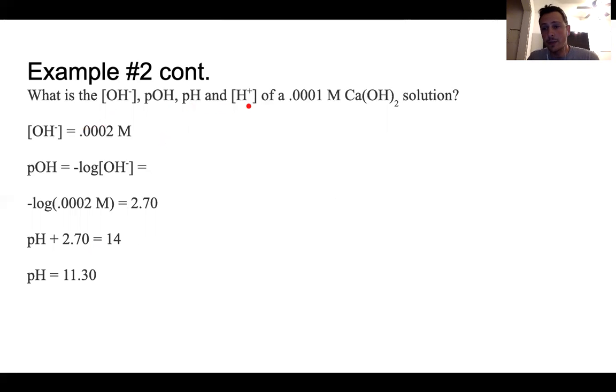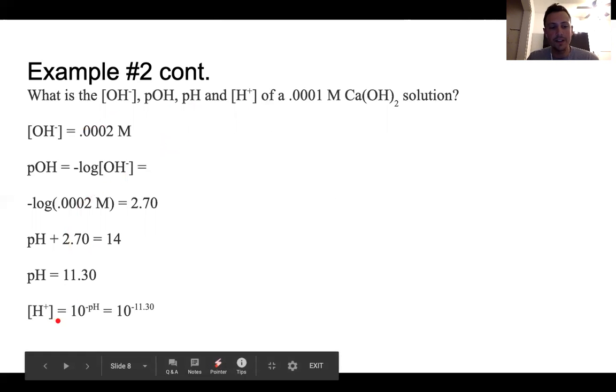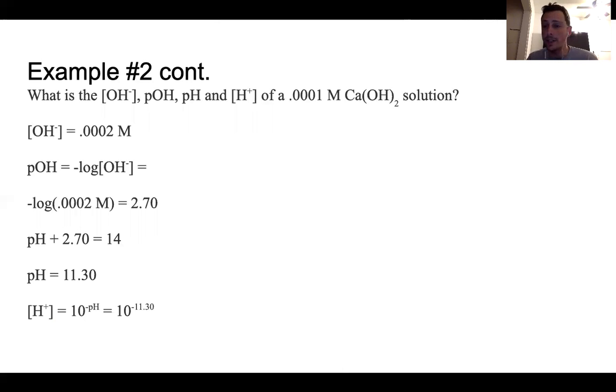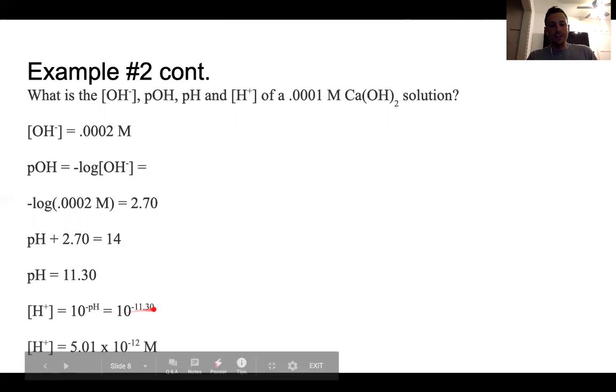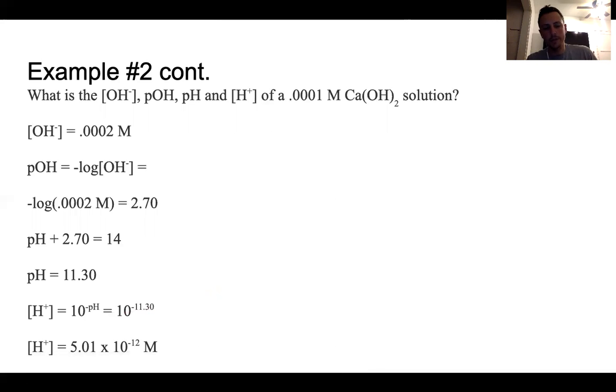Last thing I need is my hydrogen ion concentration. I can find that, again, using the equations from that slide with all the equations on it right here. I know that my H+ concentration is equal to 10 to the negative pH. And I know my pH is 11.30. We just solved for that. So by plugging 10 to the negative 11.30 into the calculator, I should get my hydrogen ion concentration, which ends up being 5.01 times 10 to the negative 12 molar.